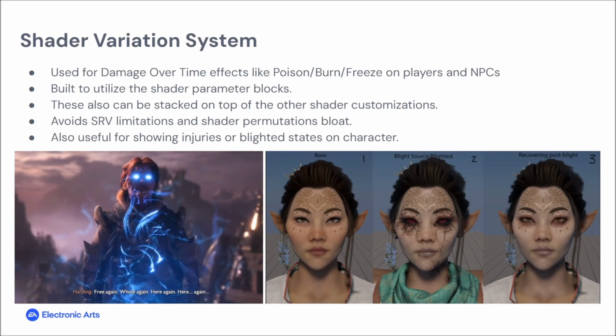Next, I want to talk about the shader variation system. This system was used for damage over time effects like poison, burn, freeze, etc. on player and NPCs. They were built to utilize shader parameter blocks because they are stackable. It also helped us avoid any SRV limitations on the hardware and the shader permutation bloat. This was also useful for showing progressive states of a character, for example, injury and blighted states.